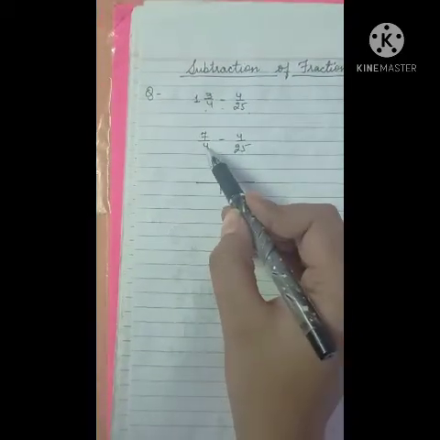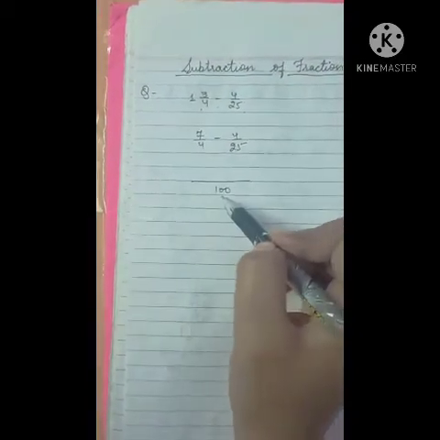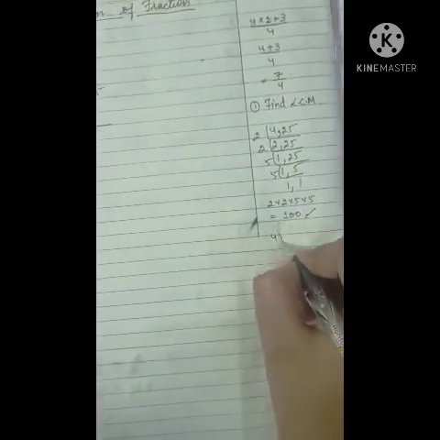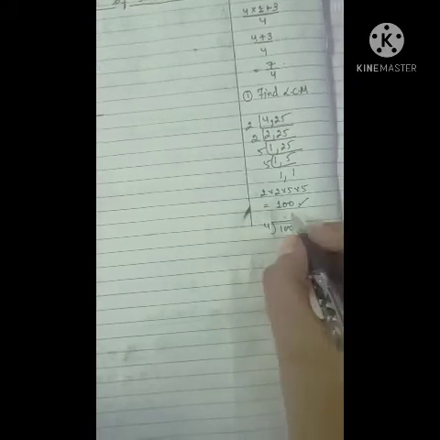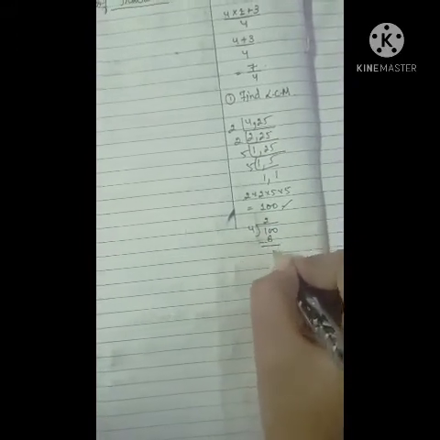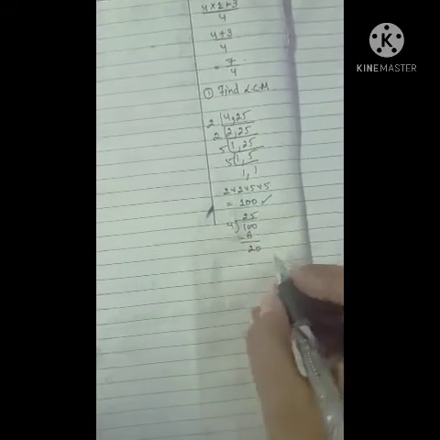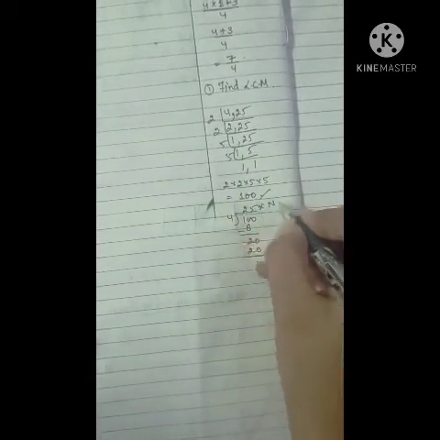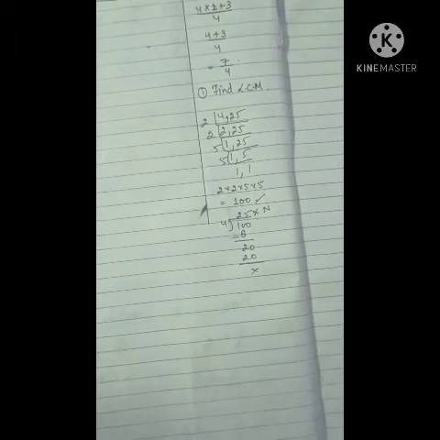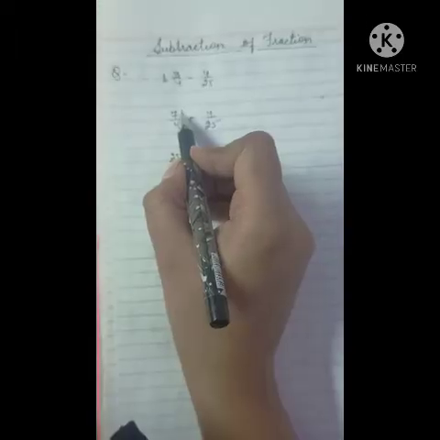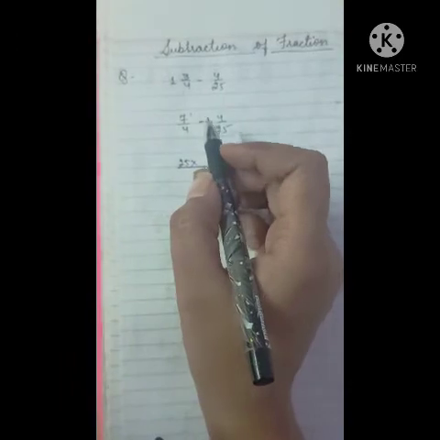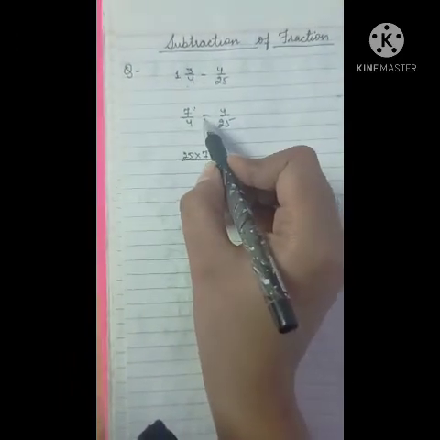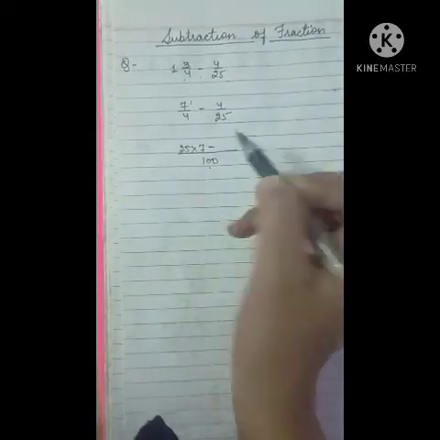Now we divide the denominator by this LCM. Okay. So we divide 4 and 100. 4 2s are 8. Here we get 20. 4 5s are 20. So here we get 25. We multiply with the numerator of that same fraction. Here the numerator is 7. So we multiply it by 7 and then we place the minus sign here.